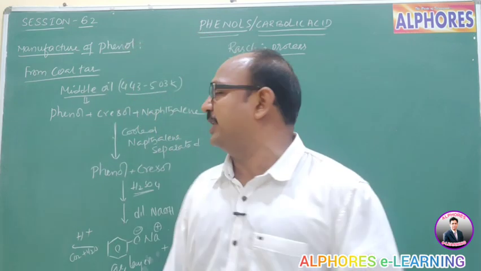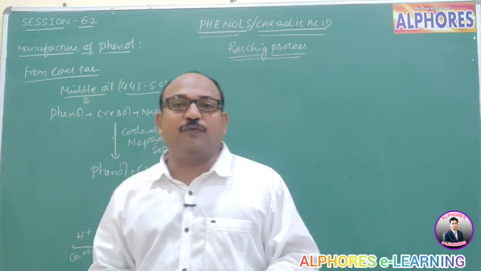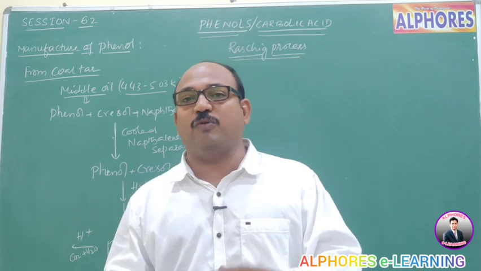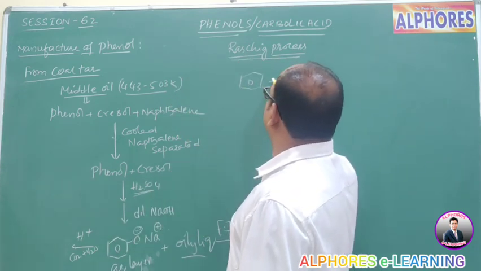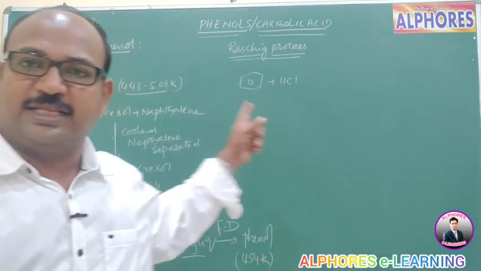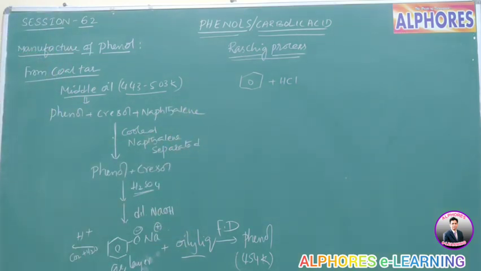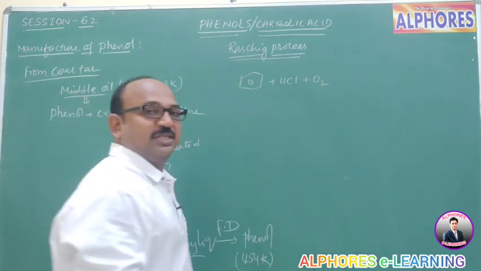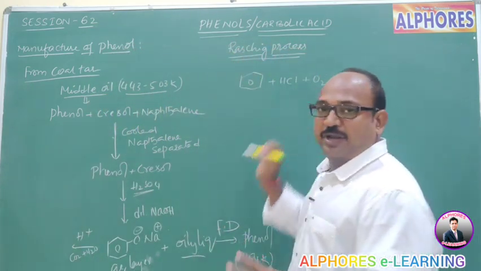Next method of preparation is the Raschig process. In the Raschig process, we can prepare phenol from chlorobenzene. Again, from where can we prepare chlorobenzene? Let us see, benzene upon reaction with HCl. Actually, benzene is not going to react with HCl generally, but here benzene reacts with HCl in presence of oxygen.